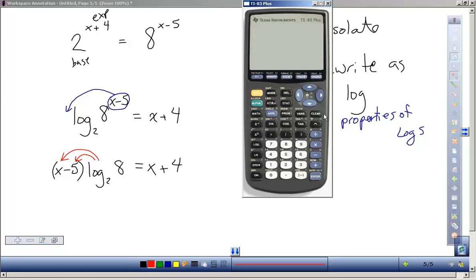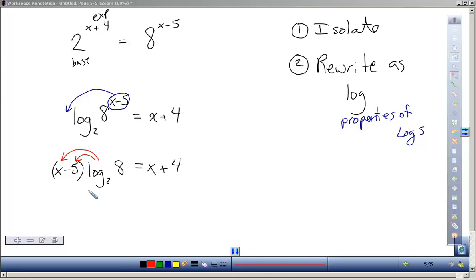So I'm going to go to my calculator for a moment, and I'm going to figure out what log base 2 of 8 is. You may actually know that off the top of your head. 2 to what power equals 8? 2 to the 3rd power. This one actually did turn out to be something that had an even number. So this is 3 times x minus 5.